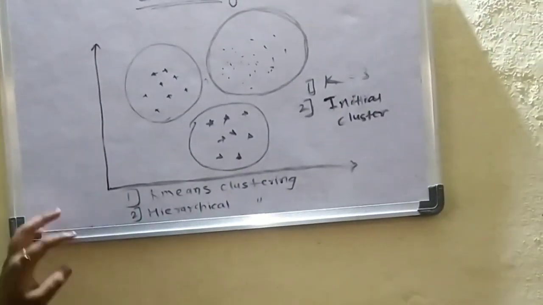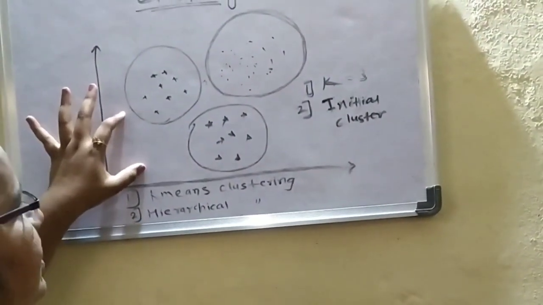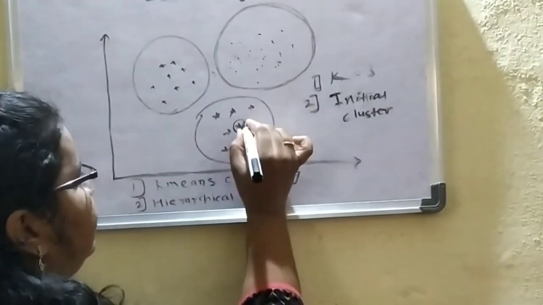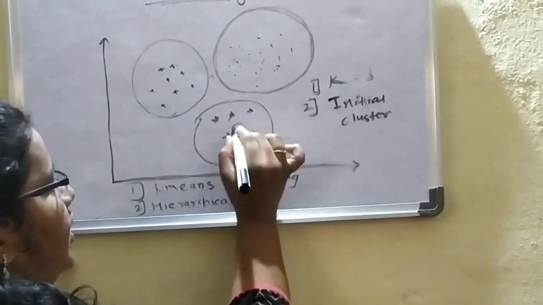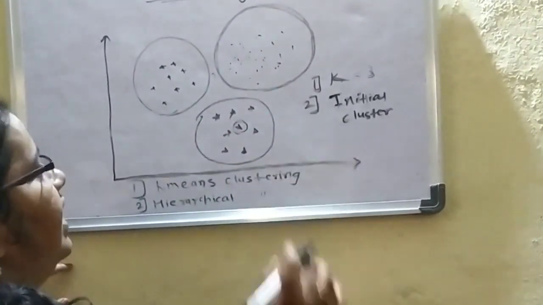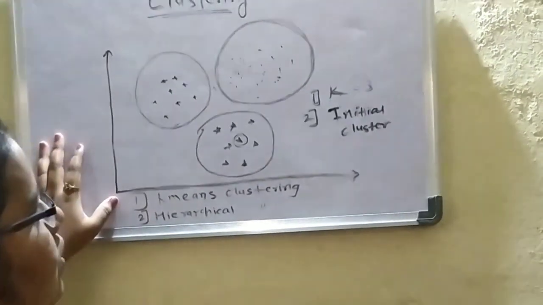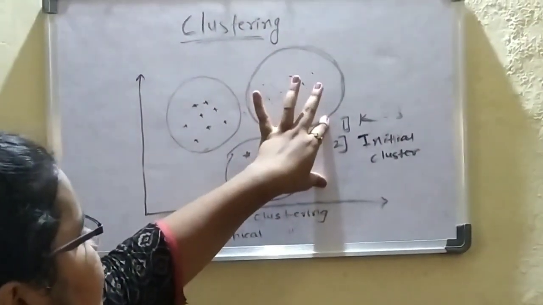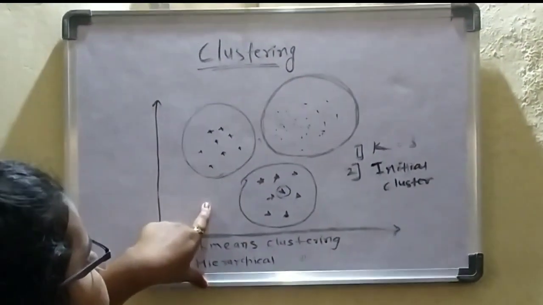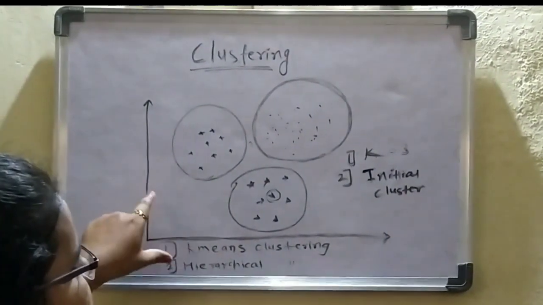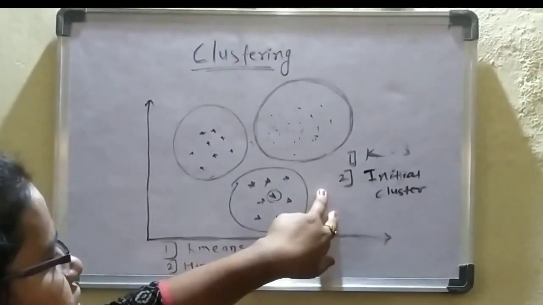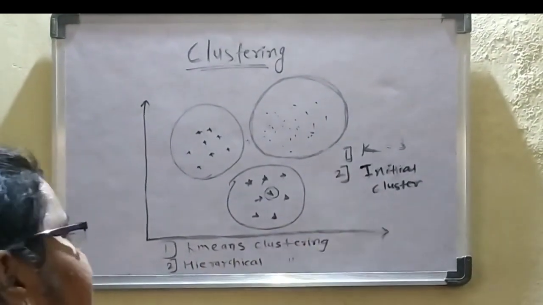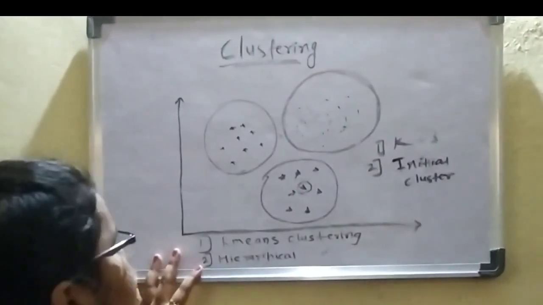Similarly, initial clusters means which object value you want to take as the initial cluster. For this example, if I want to take this as the initial cluster, then we have to divide all the objects around this object. So for classifying the objects into groups, we have to know which is the initial cluster. These are the two important things we should know whenever we are classifying objects into clusters, and these are the two widely used clustering algorithms.